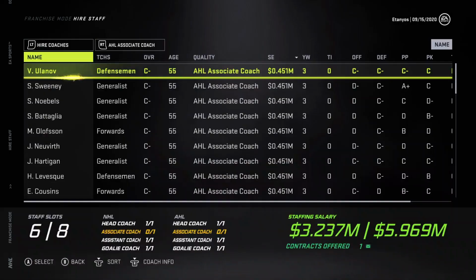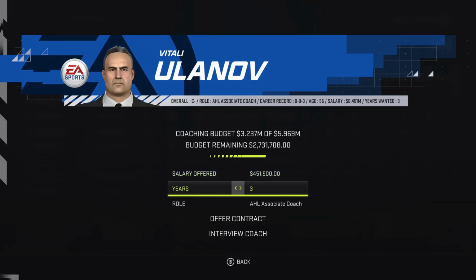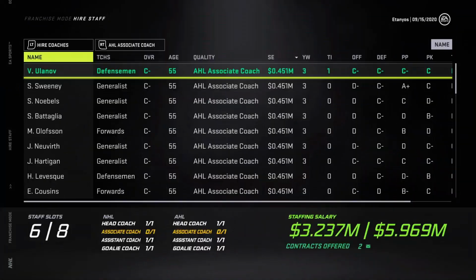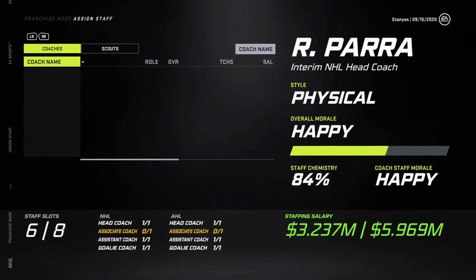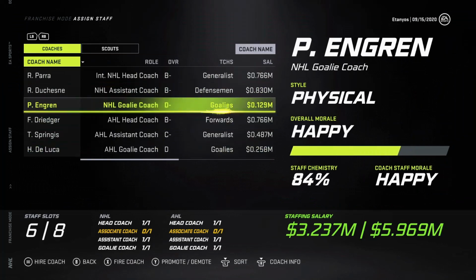So when we look through, again, this is just to add depth to the actual coaching staff. That's why we're going to go out and sign Vitaly Ulanov, or Ulanov, however you want to say it. So, again, you get these guys set up in the right spots, and you get a nice deep coaching staff. Your team's going to have success. There's no question.